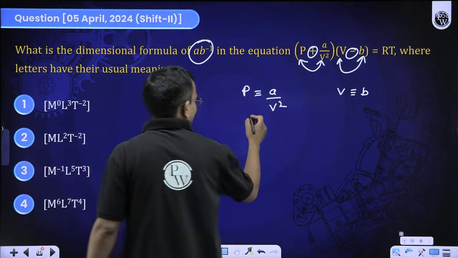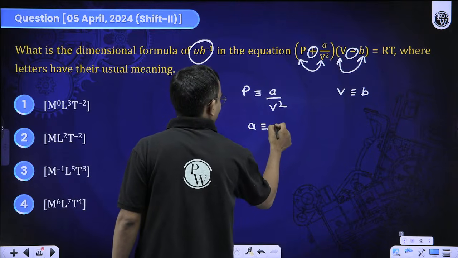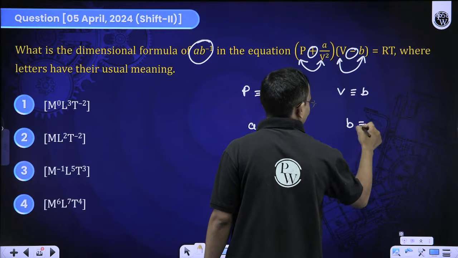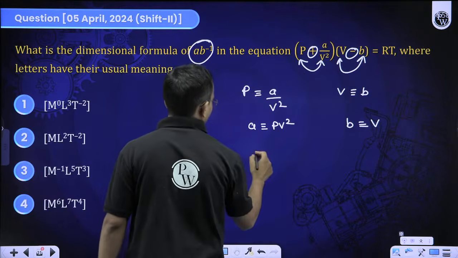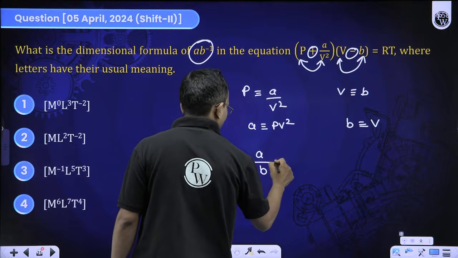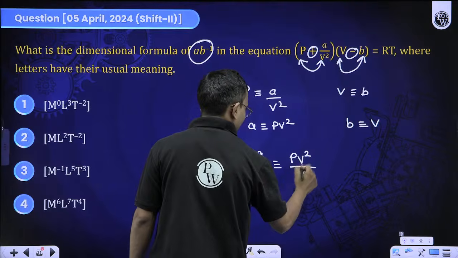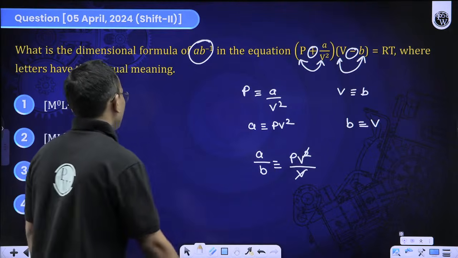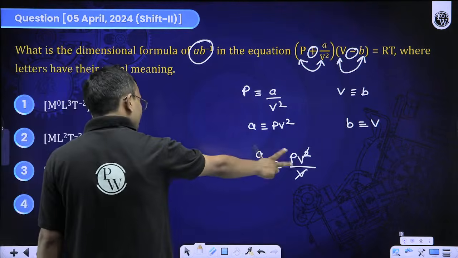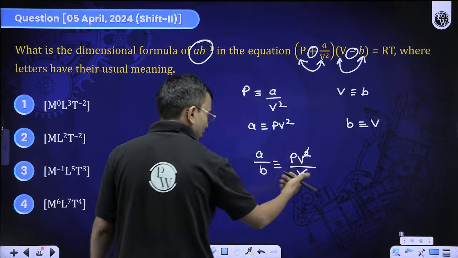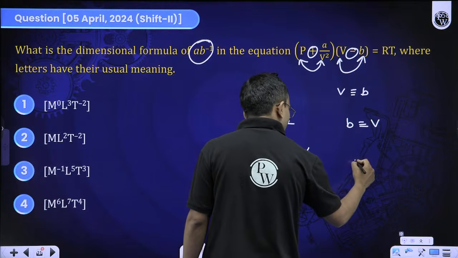Then I can say A is P into V square and B is V. What I need is A by B. So A by B will be P V square divided by V, so that is P into V. And if you find the unit of P into V, that will be the same as energy. You want to try it out? You can put P as pressure. Pressure is force by area.